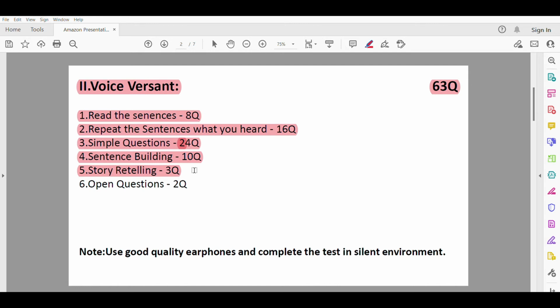You have to be more concentrated. There will be total three questions. You have to listen carefully to the story, and you will be given 30 seconds to recall it, and you have to tell the answer in maybe 1 or 2 minutes, right? Next, the last option will be open questions.